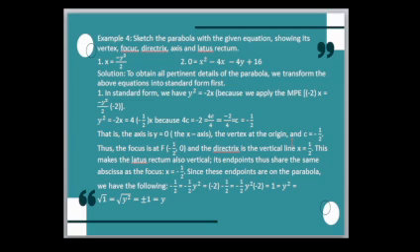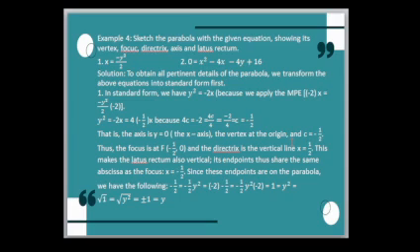And the directrix is the vertical line x is equal to positive 1/2, because the directrix is the opposite of c. So negative 1/2 is our focus, and our directrix is the vertical line x is equal to positive 1/2. And this makes the latus rectum also vertical. So its endpoints share the same abscissa, or the x values, as the focus. So we have x is equal to -1/2.